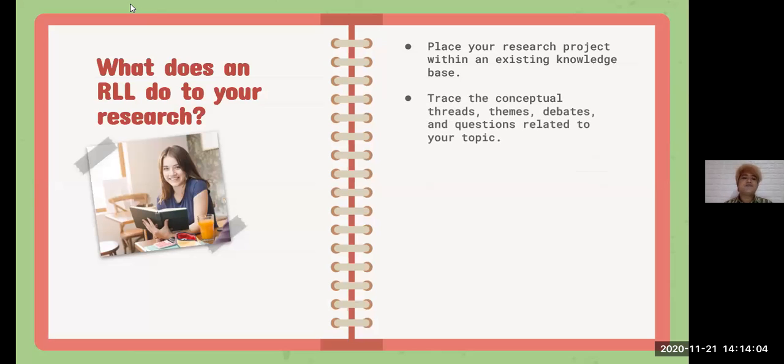So trace the conceptual threads, themes, debates, and questions related to your topic. Ito na yung sinasabi ko. As you read along this literature, these articles, these books, whatever sources that you have, you will be seeing threads. Ano yung common theme? Ano yung common trajectory? Ano yung direction? Halimbawa, ang direction pala nila ngayon is towards ano pala?